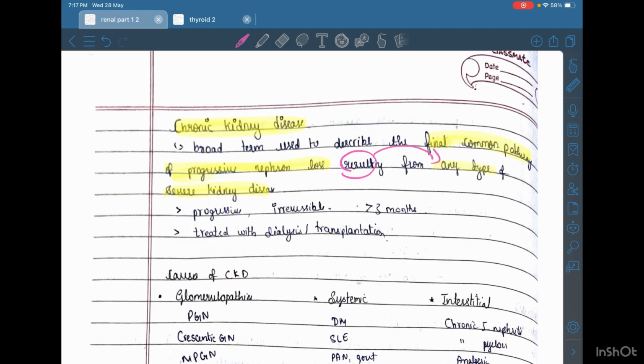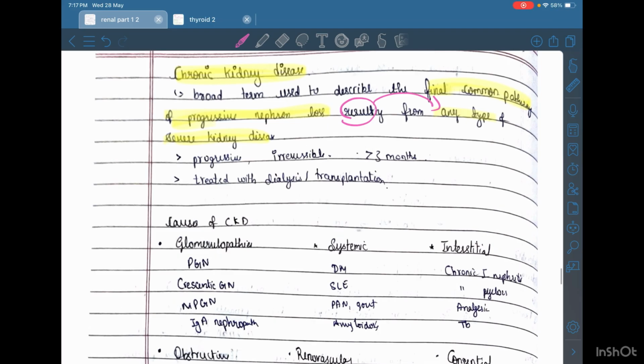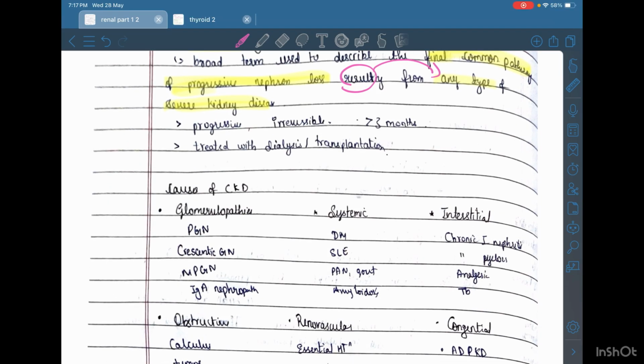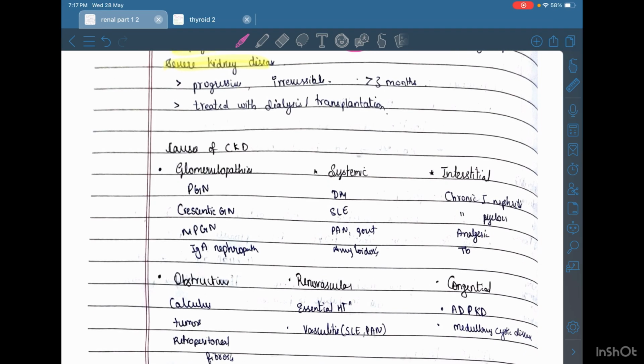It's a broad term that describes the final common pathway of a progressive nephron loss resulting from any cause of severe kidney disease. So it's a progressive and irreversible state. CKD is progressive and irreversible. It is treated with dialysis or transplantation.